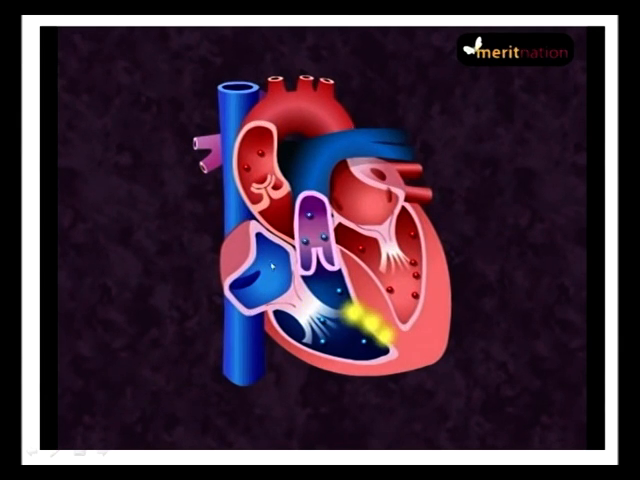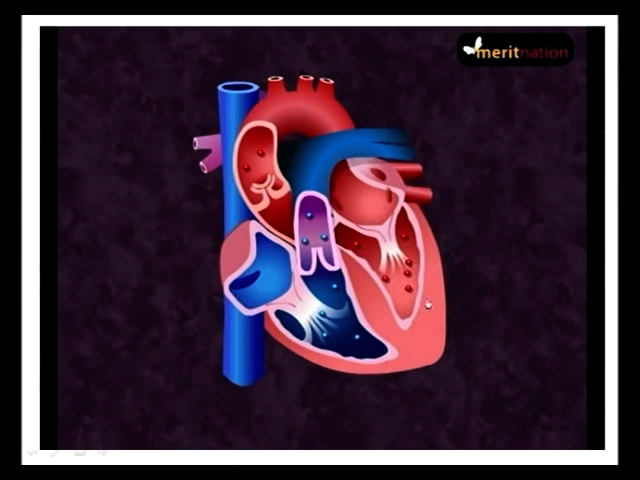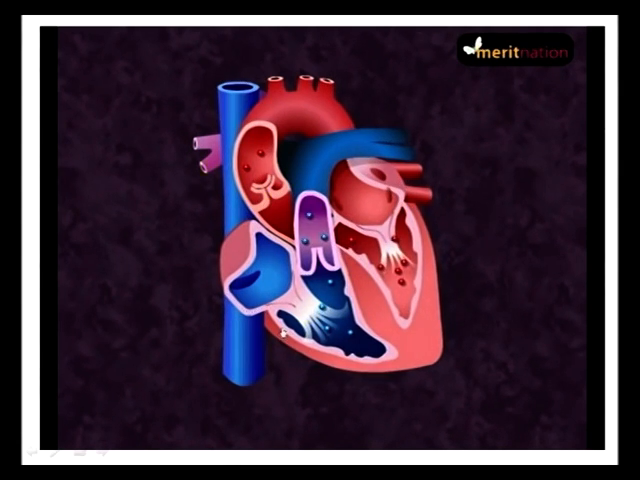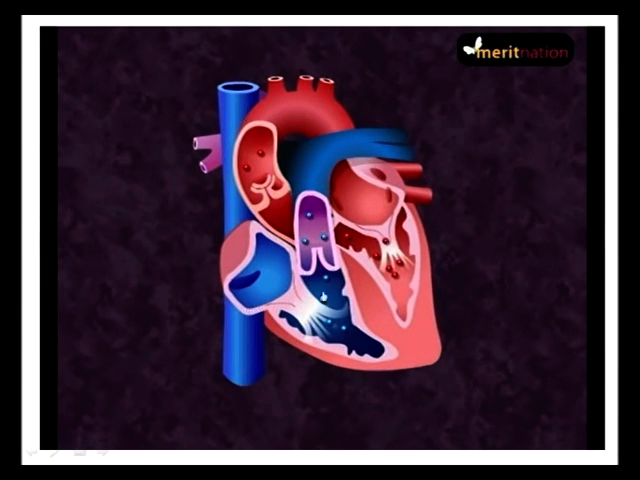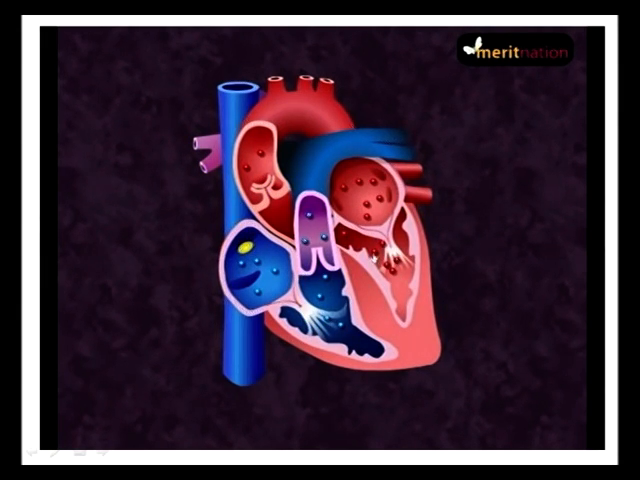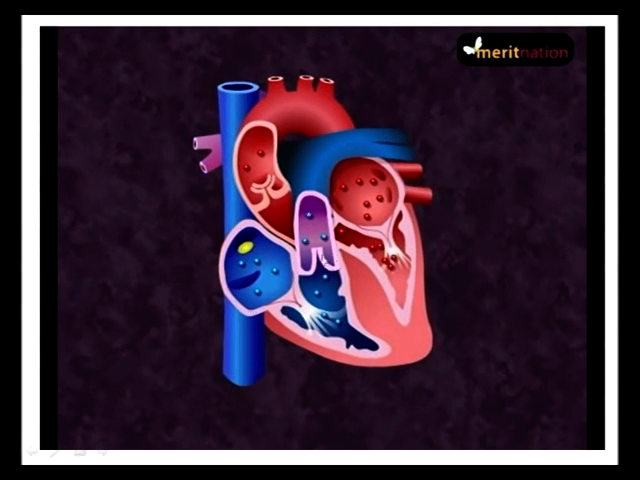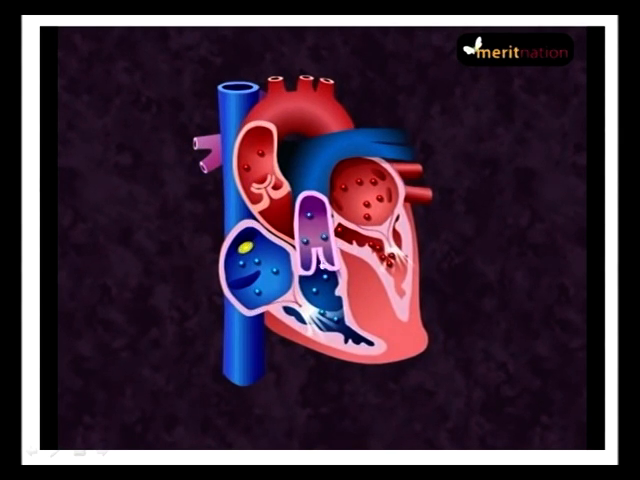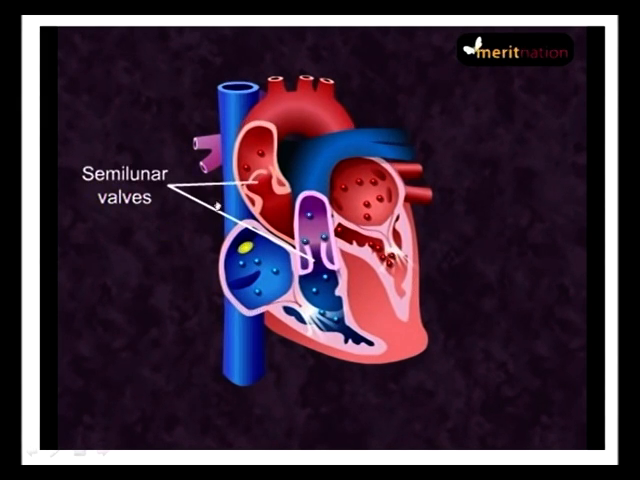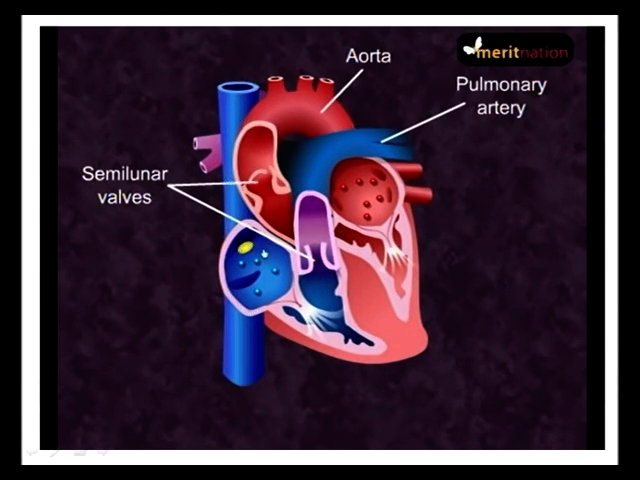The SA node reaches the AV node. This AV node also generates action potentials. Those go to both ventricles and make both ventricles contract simultaneously. Here the AV valves are closed. Then the semilunar valves will be open. So, these are the semilunar valves. In this way the blood will go out. Here this is the aorta, this is the pulmonary artery, this is the AV valves.